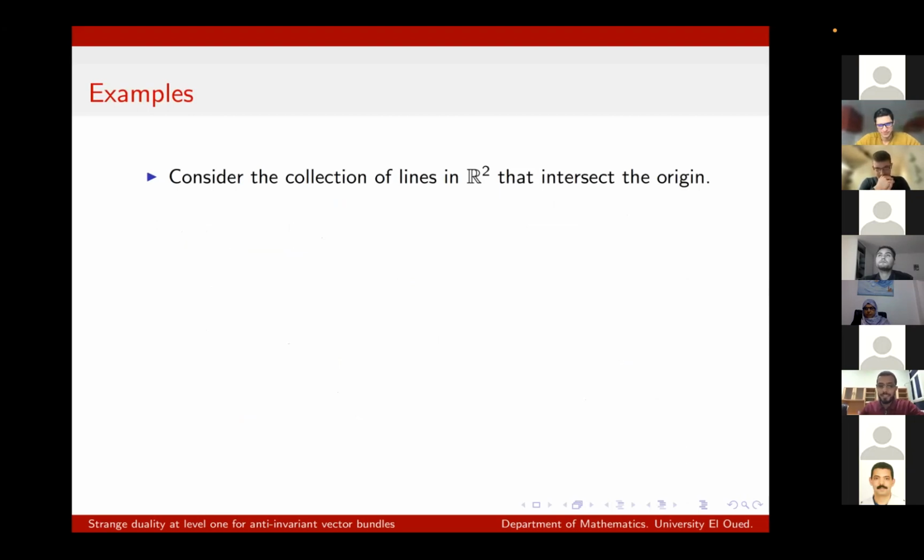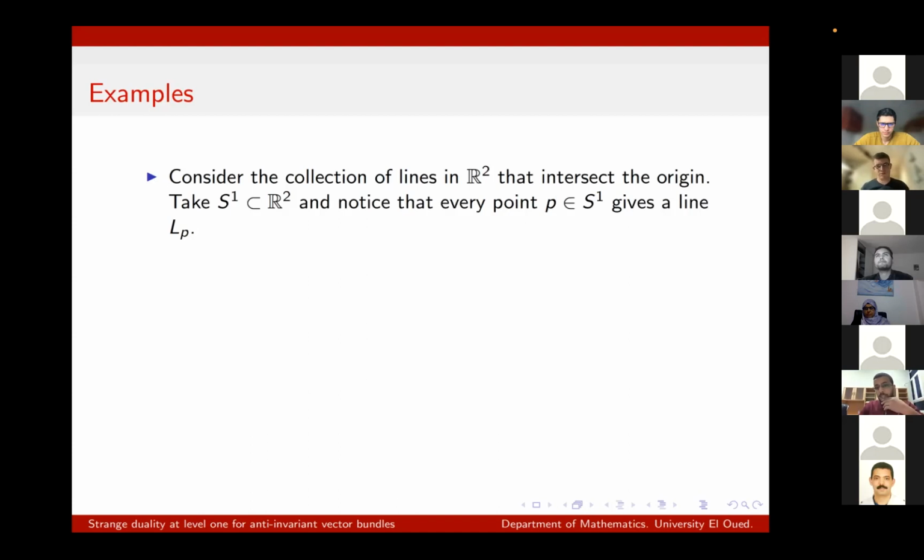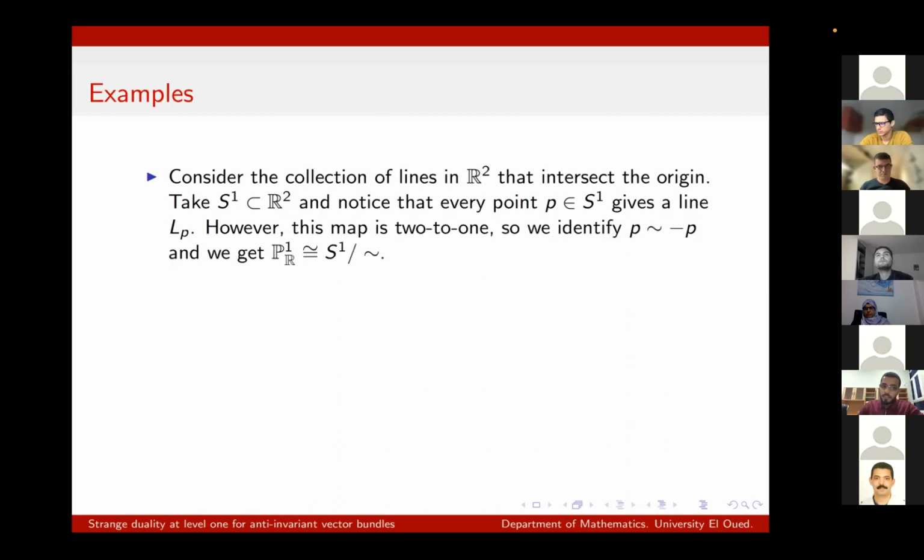But yes, if we consider the problem of classification of lines in R2 which pass through the origin, one notices that given a point on the circle, you have a line that joins this point with the origin. But this actually gives you a 2-to-1 cover of your parameter space, what we call a 2-to-1 morphism. So our parameter space in this case is isomorphic to S1 modulo the equivalence that identifies P and minus P. And this is the first example.